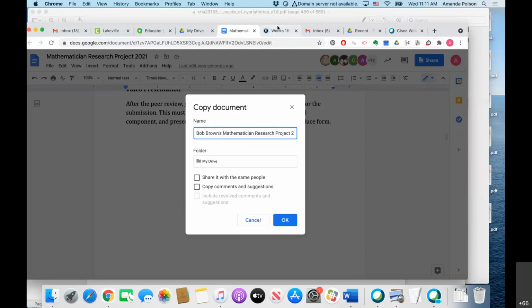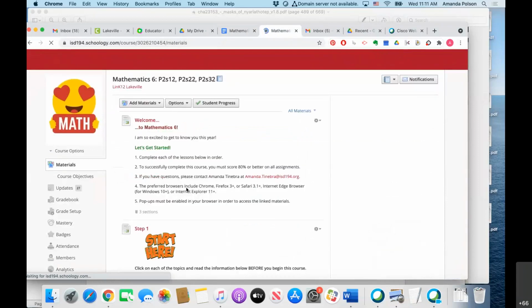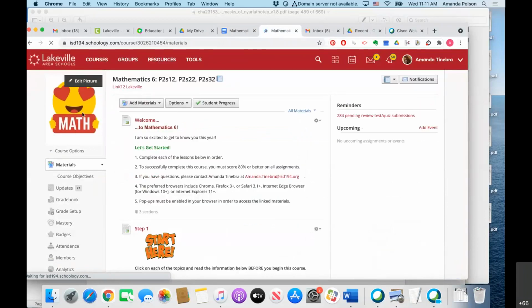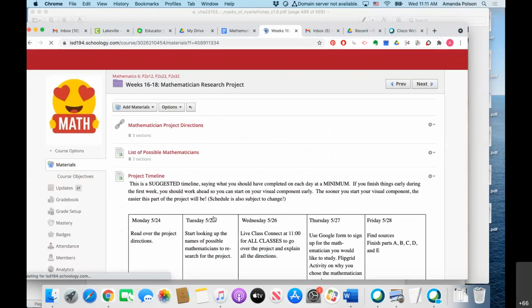The link is in your math class. There's no link that I'm sending. It's in your math class. And this is the 6th grade, but it's the same for Honors Math 6, Math 7, and Honors Pre-Algebra. At the very bottom of your course, in the week 16 through 18 Mathematician Research Project folder, this is the first thing in the folder, the Mathematician Project directions.